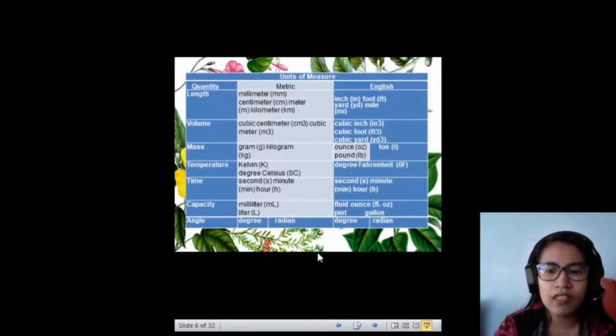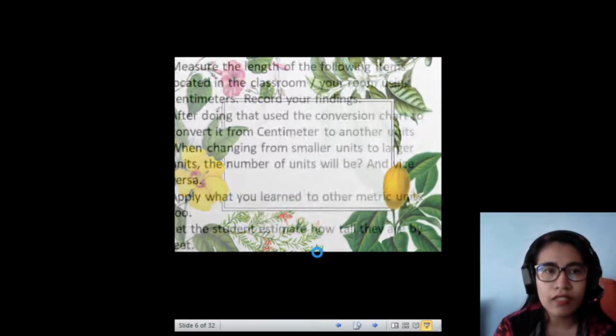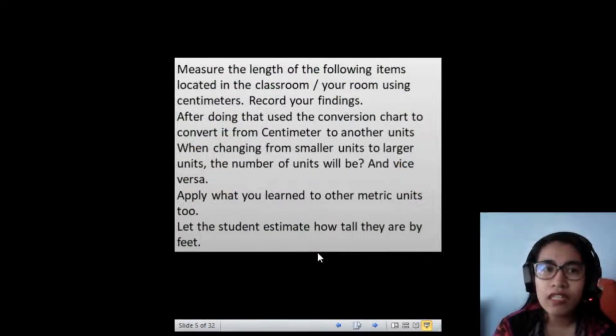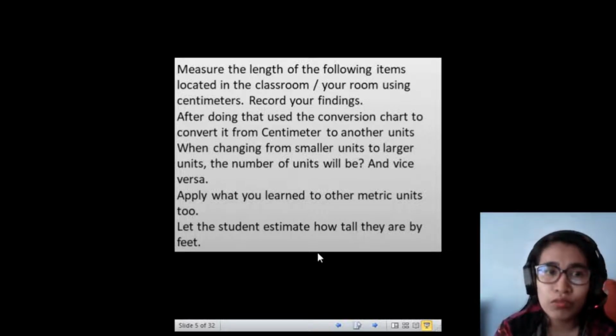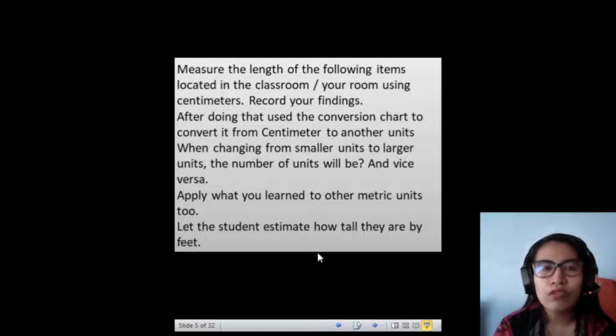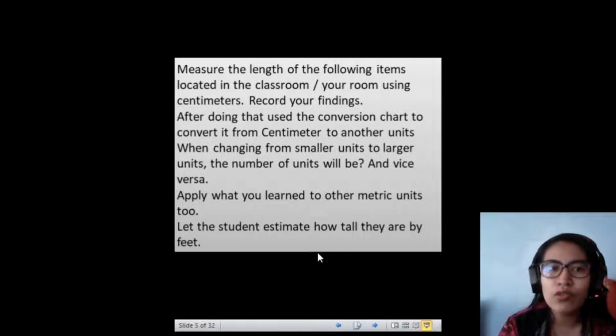Let's start with this activity. Measure the length of the following items located in the classroom or your room. Since we're not in the classroom, you're going to use your room. Using centimeters, record your findings. After doing that, use the conversion chart to convert it from centimeter to other units.